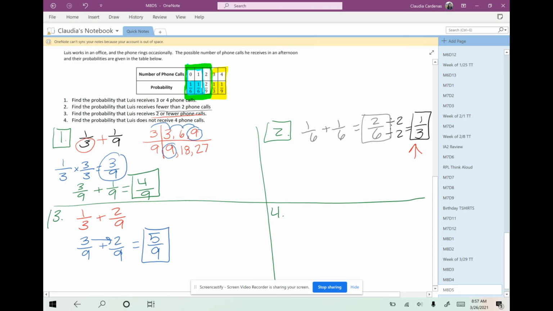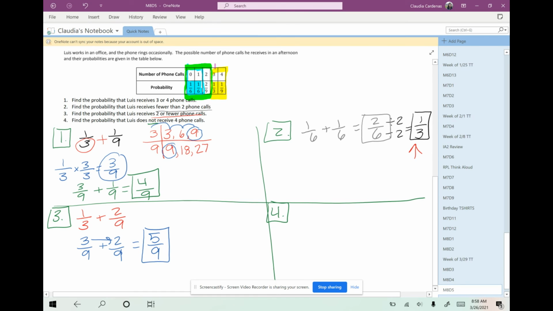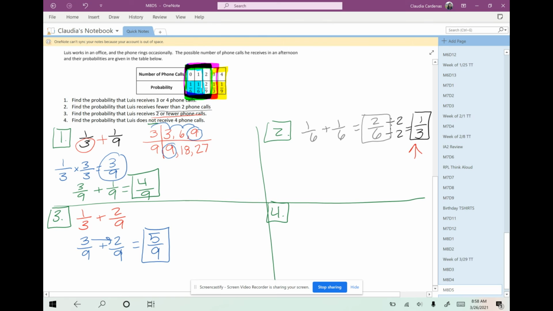And now we can move to part 4, where it says find the probability that Luis does not receive 4 phone calls. So what does that mean? Well, if we look at our table, we can include any number that does not include the number 4. So that would be 0, 1, 2, 3. These 4 probabilities right here, anything but the number 4. So I'm going to write these down here below. So 1/6 plus 1/6 plus 2/9 plus 1/3.